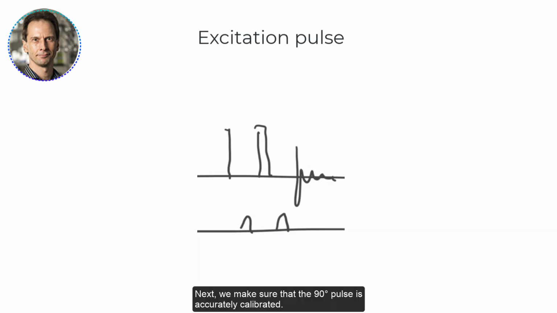Next, we make sure that the 90-degree pulse is accurately calibrated. In the Bruker system, we can use a pulsecal command.